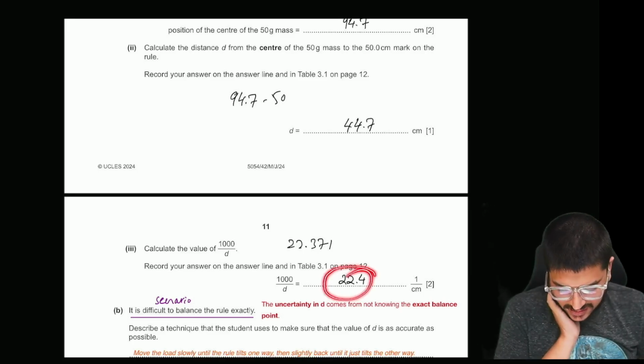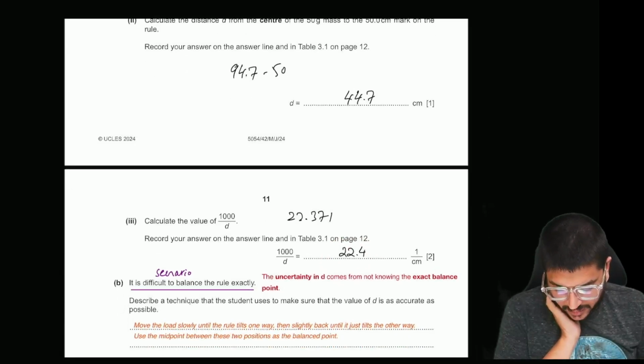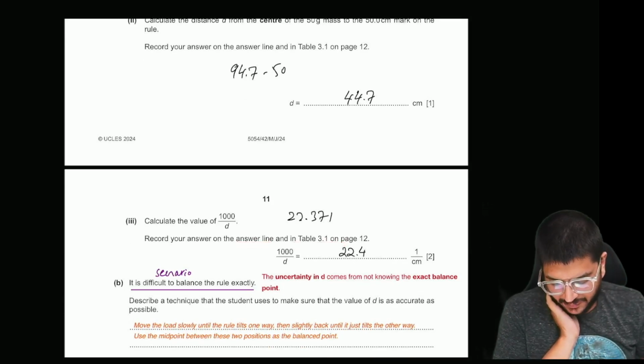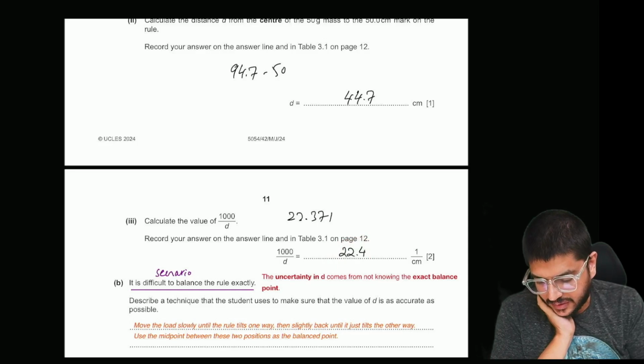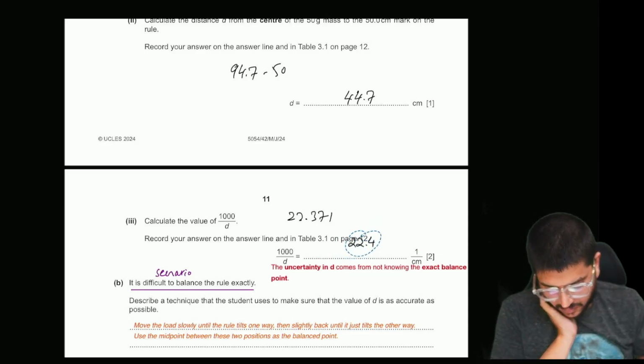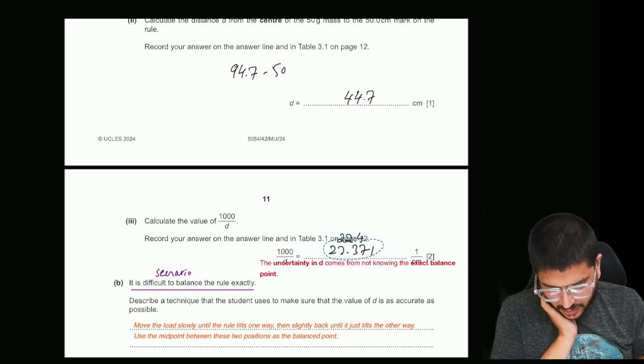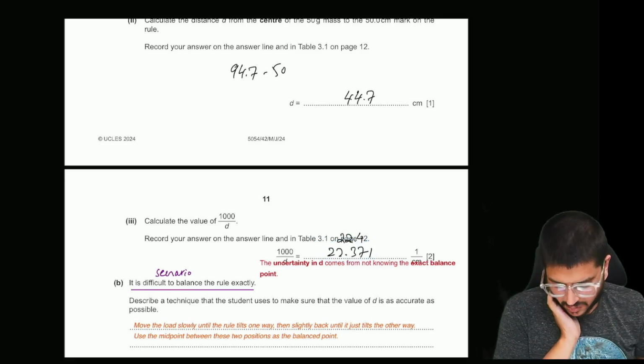Record your answers on this line. Please make sure you record your answer on this line, in the answer line, and in the table. So when you're giving it here, your answer should be 22.37. This is the answer on the answer line.